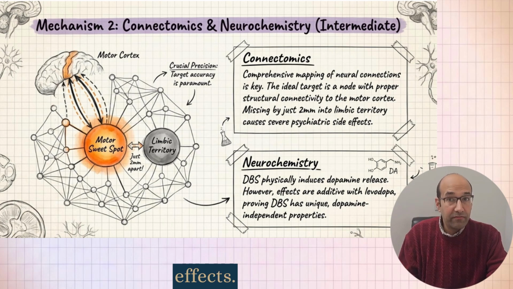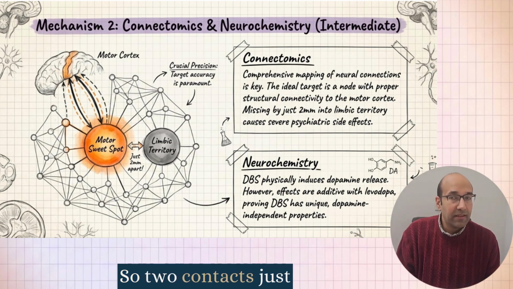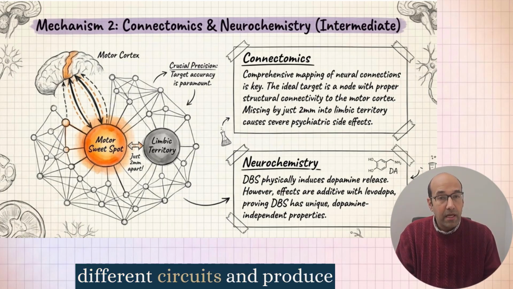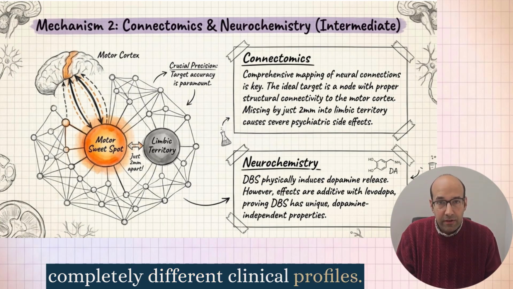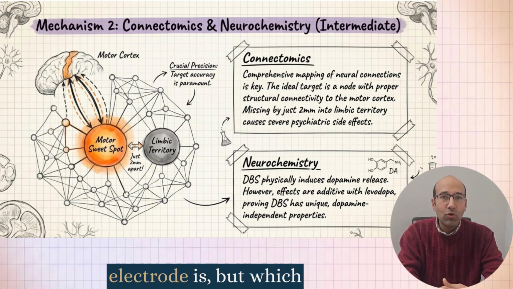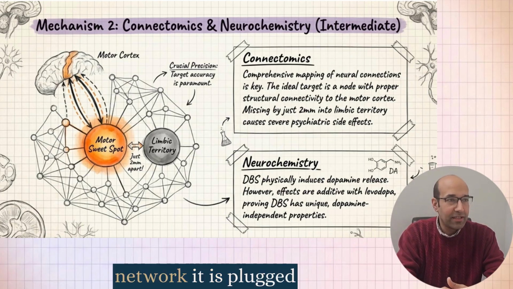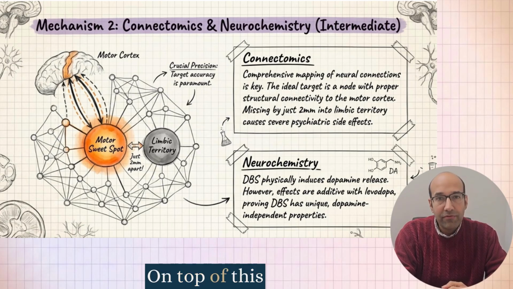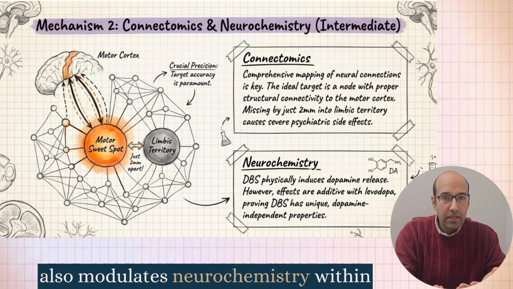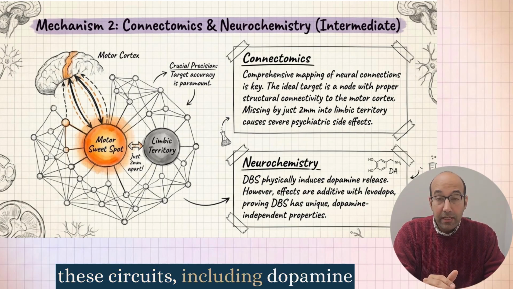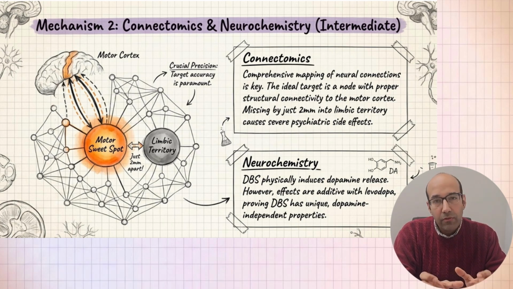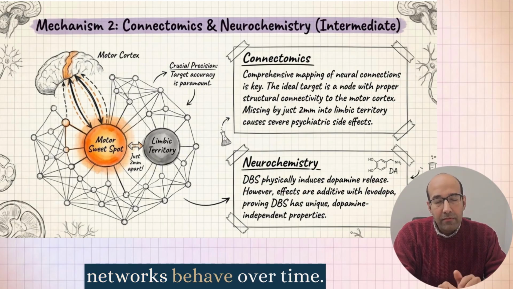or behavioral side effects. So two contacts just a few millimeters apart can sit in completely different circuits and produce completely different clinical profiles. DBS works not just because of where the electrode is, but which network it is plugged into. On top of this network routing, chronic stimulation also modulates neurochemistry within these circuits, including dopamine and other transmitters in basal ganglia pathways, which further shapes how these networks behave over time.